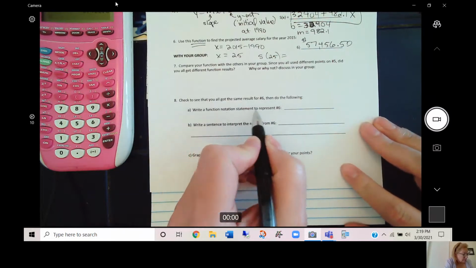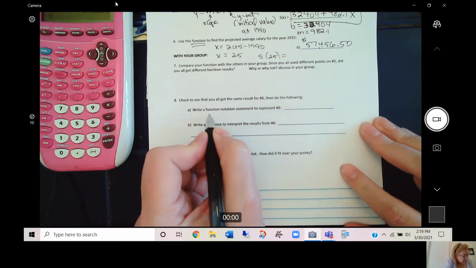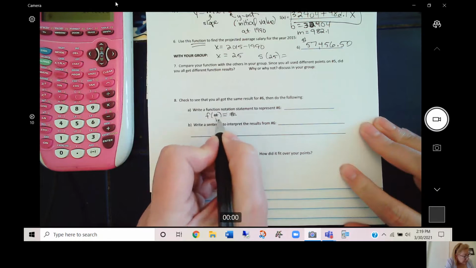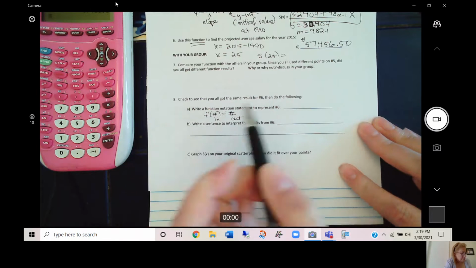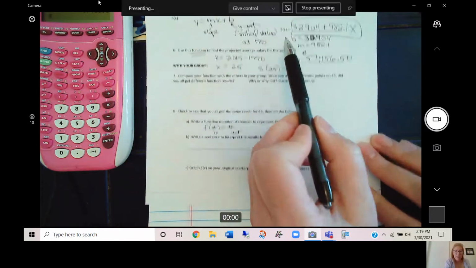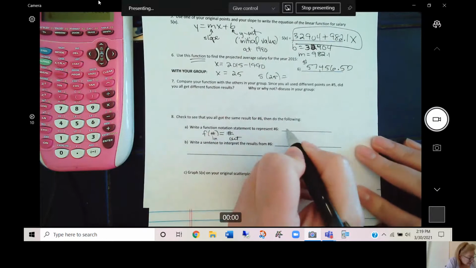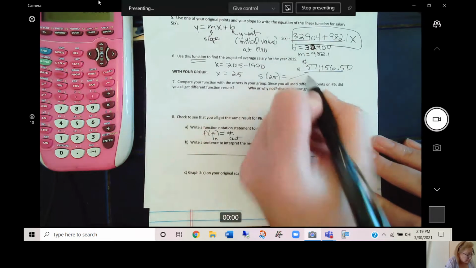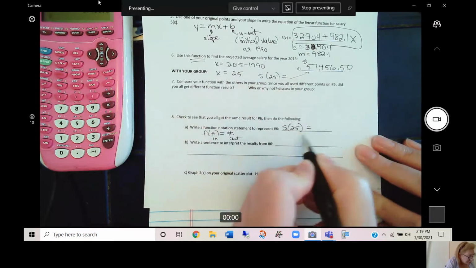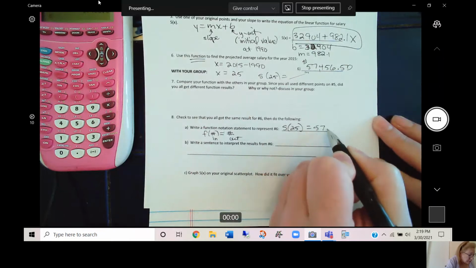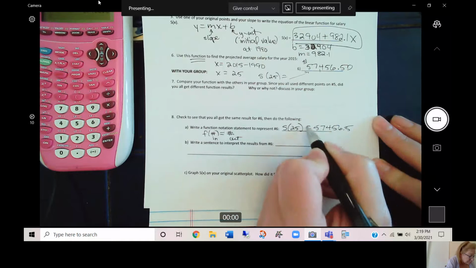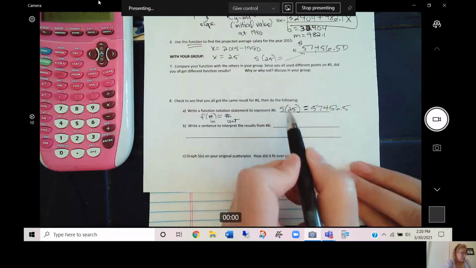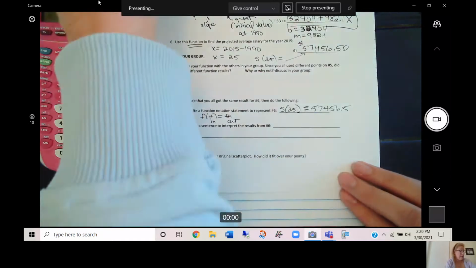Okay, a function notation statement is where you have a function of some number equals some other number. And this is your input, and this is your output. Okay, so our function's name, S of X, is our function. So right here, I'm going to put what was the input that I used. I put in 25 right here, so that was my function notation right there. So 25 was the input, and the output was that calculation that I got, 57,456.50. Okay, that's function notation.